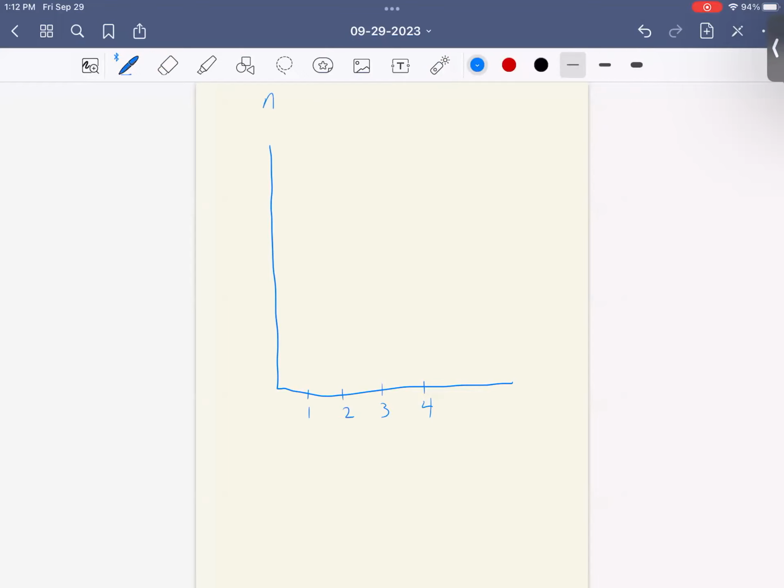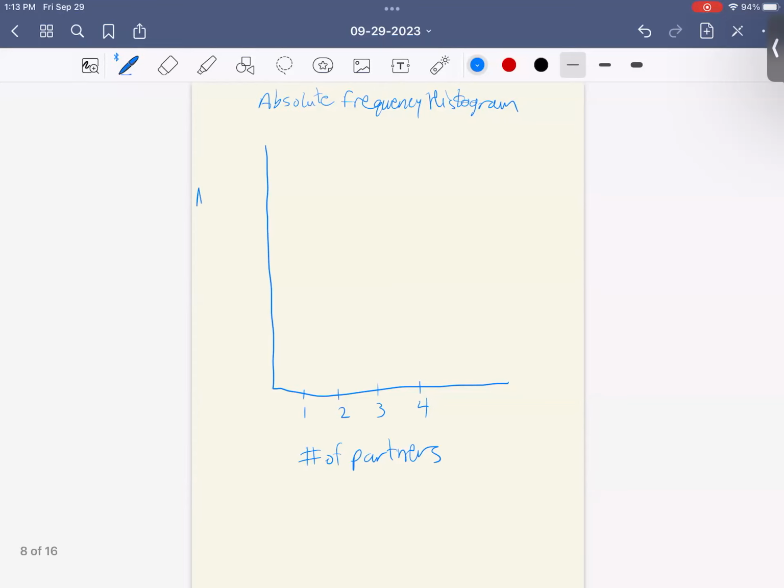So maybe I'll say absolute frequency histogram. And I'm going to label my axes. Down here I have number of partners. And up here I have absolute frequency.